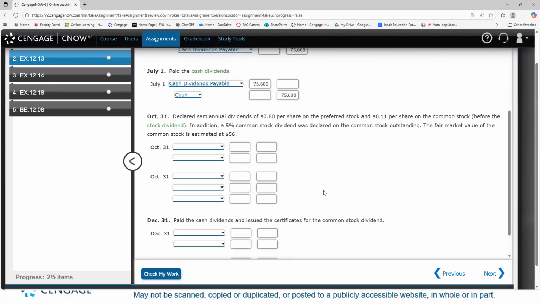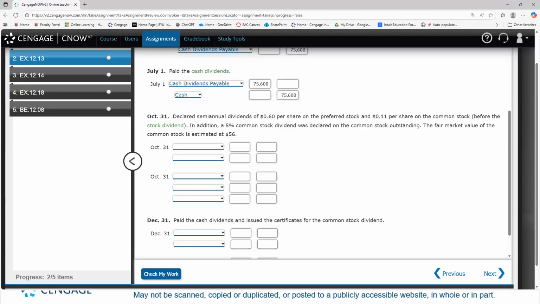All right. On October 31st, they declared semi-annual dividends of 60 cents per share on the preferred stock and 11 cents per share on the common stock before a stock dividend. In addition, a 5% common stock dividend was declared on the common stock outstanding. The fair market value of the common stock is estimated at $56. Okay, that's a lot. That's a big mouthful. Again, like I told you, sometimes it feels like they really hit us with a lot of information on these.